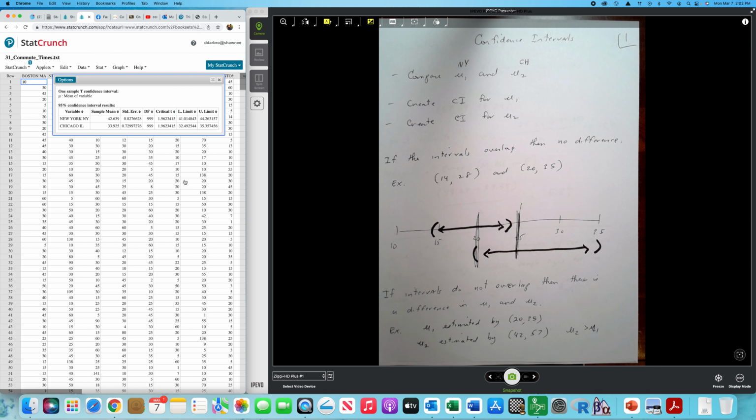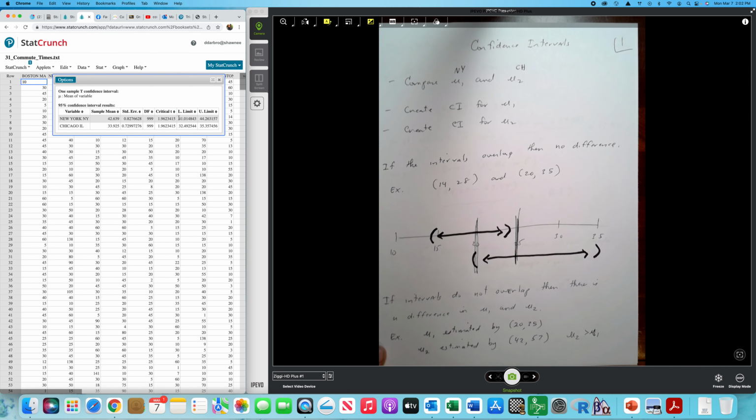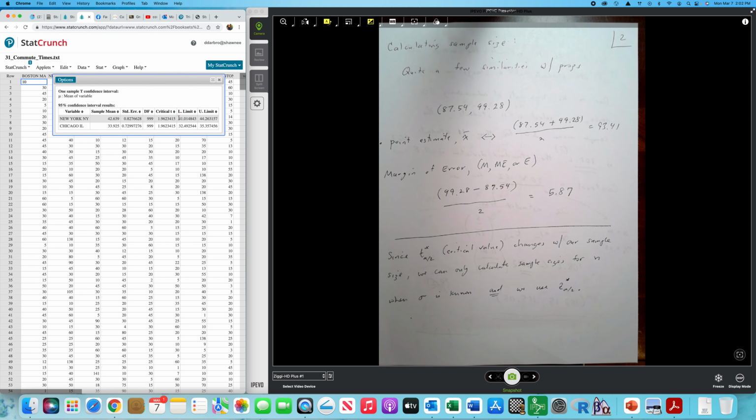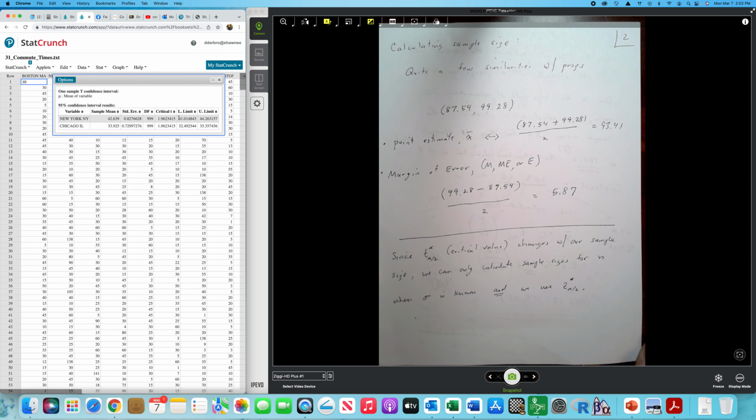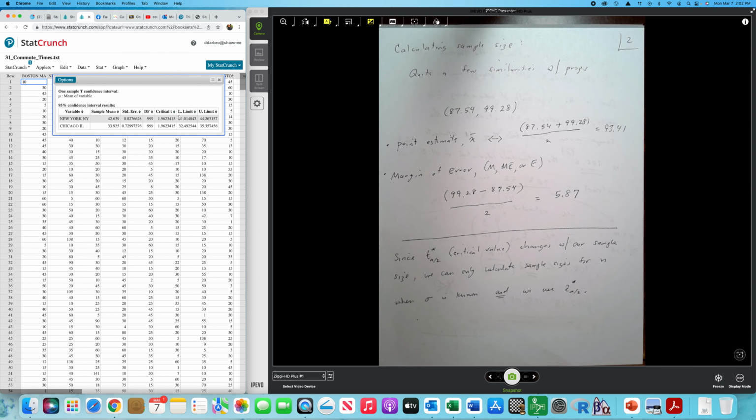So I give you an example, but we can come over to this example and see that the interval running from 32 to 35 has no overlap with the interval running from 41 to 44. So we would conclude that commute times in New York are higher than commute times in Chicago. Now, I'm covering that because there's a question on your assignment, I believe, that addresses that issue.